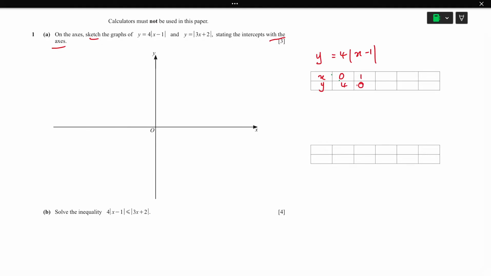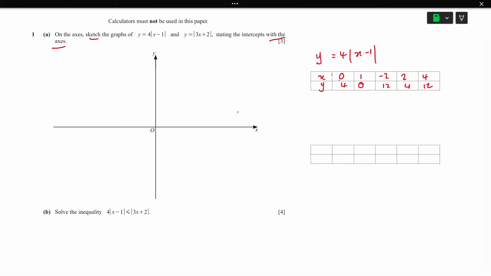Next I'll put negative 2, so when I put negative 2 here, it becomes negative 3. The absolute value gives a positive 3, times 4 is 12. Next when we put 2, we'll get 4. When I put positive 4, we'll get 12. So I'll plot these numbers.